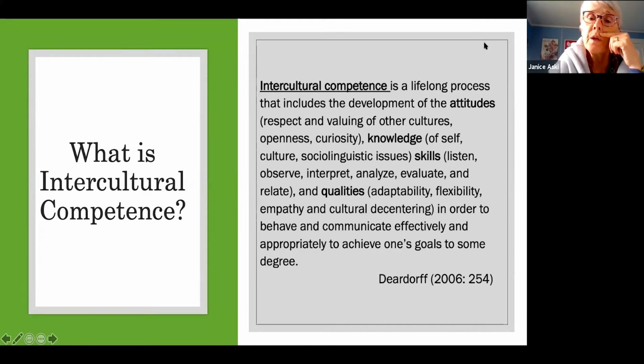The key points to understand here are about it being a lifelong process. And we're talking about the development of attitudes, knowledge, skills, and qualities in order to communicate effectively to achieve one's goals to some degree. So as you can see, this isn't specifically directed at speaking a world language. Next slide, please.